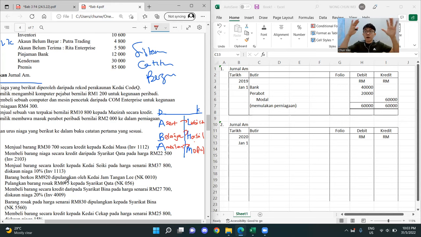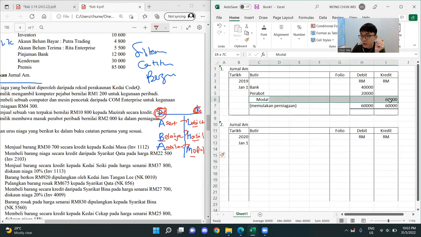But best, remember ABALHM. From here you can see that the asset is in the debit side. The belanja B is in the debit side. The ambilan A is in the debit side. While your liability L is in the credit, your hasil is in the credit, not the debit side. And your modal M is in the credit. That's why just now your modal is in the credit side. While your bank is an asset, therefore it is in the debit side.